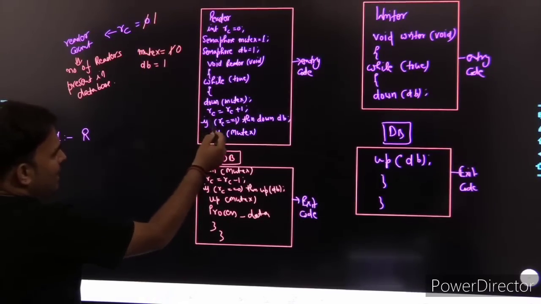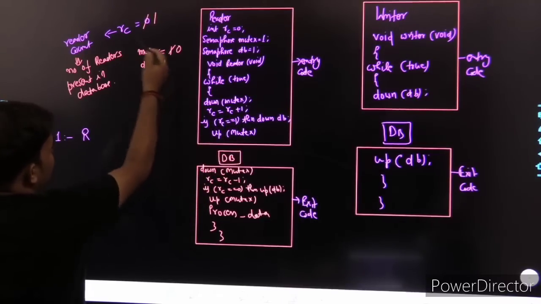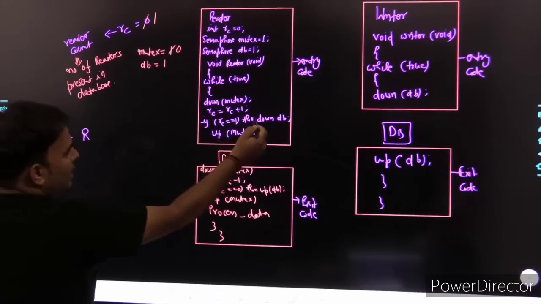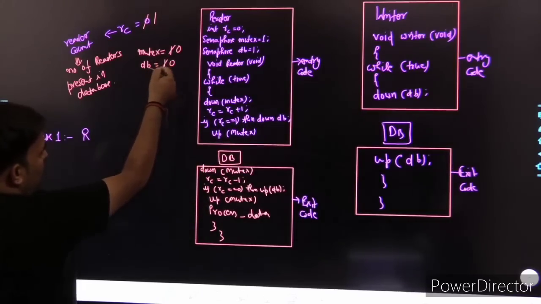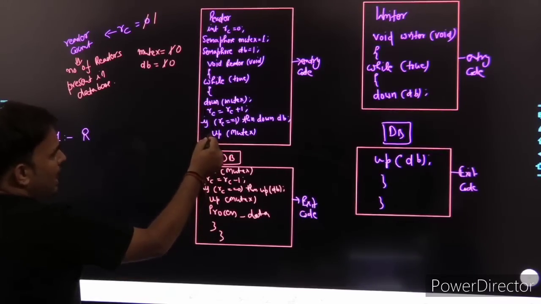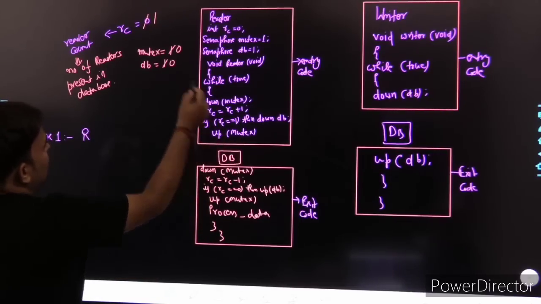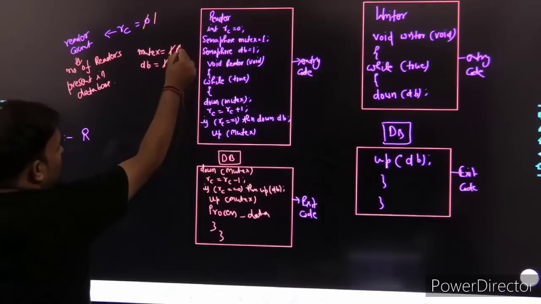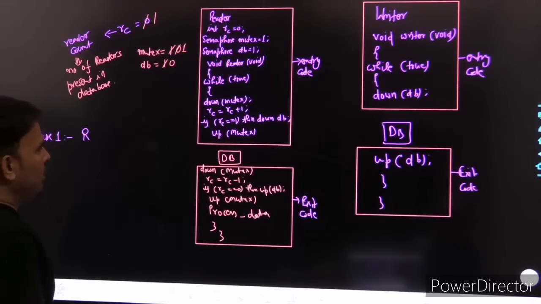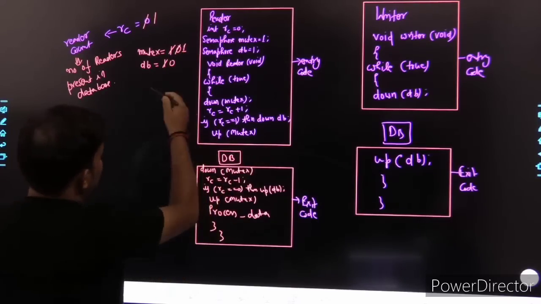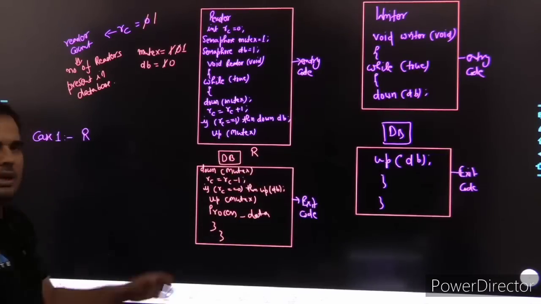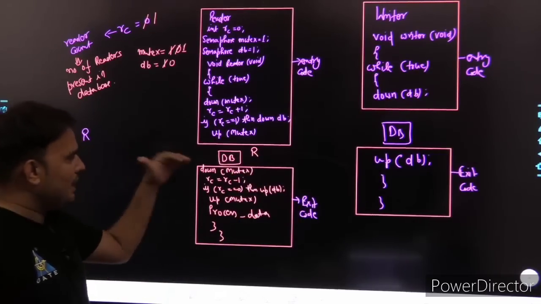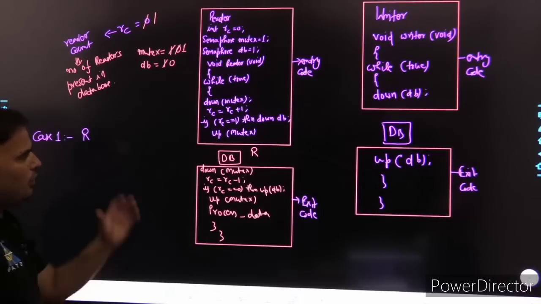Okay, if RC equal to 1, yes, here RC equals 1, then down DB. We need to down DB also, so it will become 1 to 0. Then up of mutex needs to be up, from 0 to 1. Then this reader will enter into the critical section, meaning the reader is able to access the database.